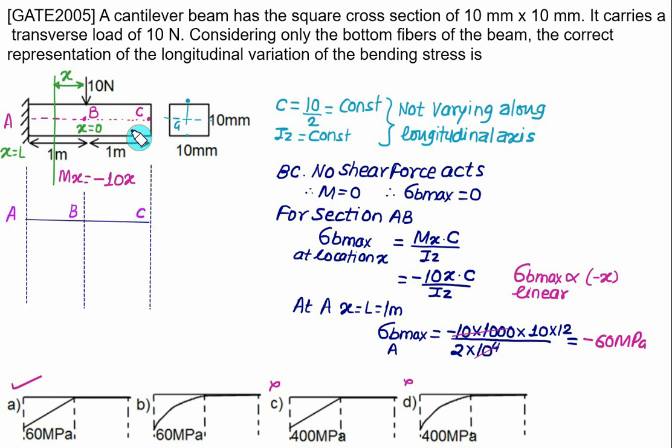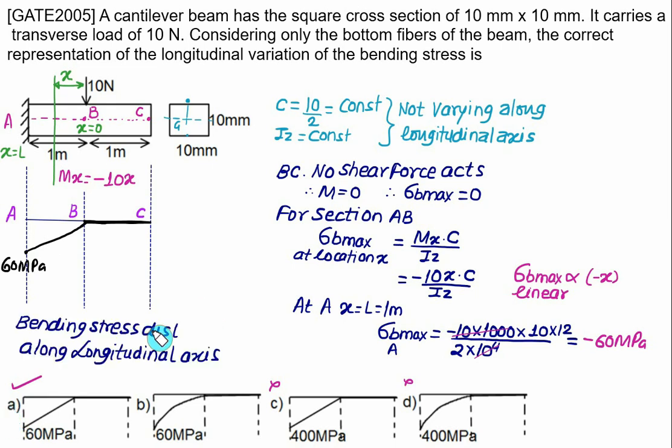So for the portion BC, there is no shear force acting, so bending stress is equal to 0. So you have to draw here a bending stress equal to 0 level. Then between A and B, we have confirmed it's a linear variation, and we have bending stress maximum at point A equal to minus 60. So you have to show here the 60 megapascal, and you have to join point A with B with a straight line. So this one is the correct distribution of bending stress, that is, choice A is correct. So bending stress will change along the longitudinal axis and is 0 from B to C and is maximum at point A, and it will vary in between A and B linearly.